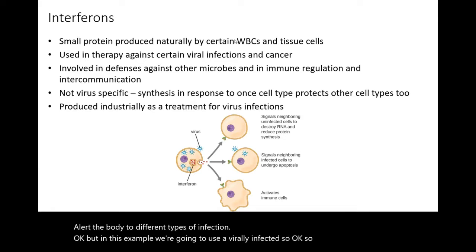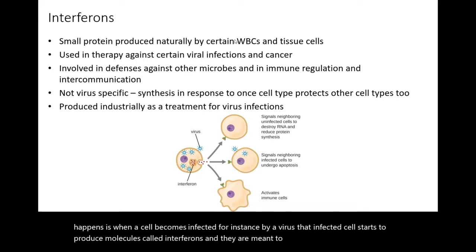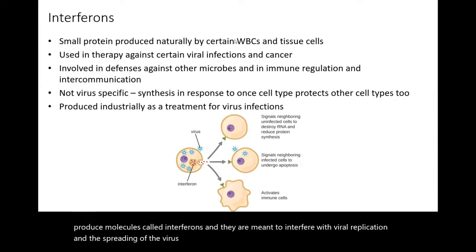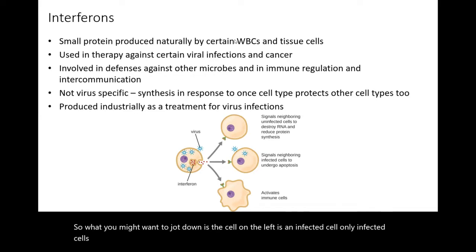So essentially what happens is when a cell becomes infected, for instance, by a virus, that infected cell starts to produce molecules called interferons. And they are meant to interfere with viral replication and the spreading of the virus to neighboring uninfected cells. Okay, so what you might want to jot down is the cell on the left is an infected cell. Only infected cells produce interferons.